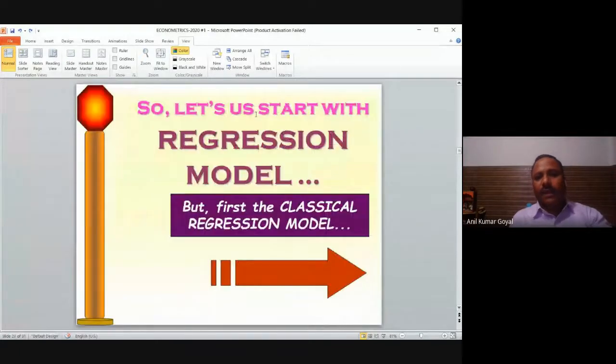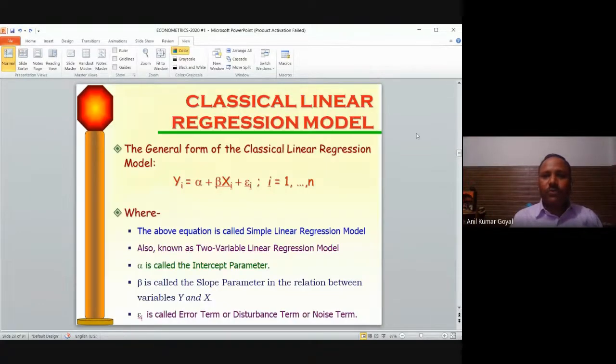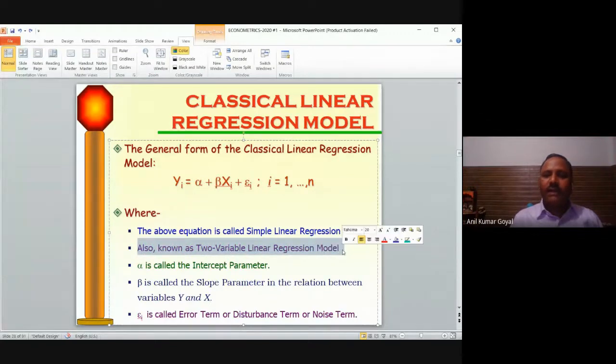Now, let's start with regression model. First, we will discuss about classical regression model. So, what is classical regression model? The general form of classical regression model is y is equal to alpha plus beta x plus error term, i equals 1 up to n, where the above equation is called simple linear regression model. It is also known as two variable linear regression model. If we increase number of independent variables, then it will become multiple regression.